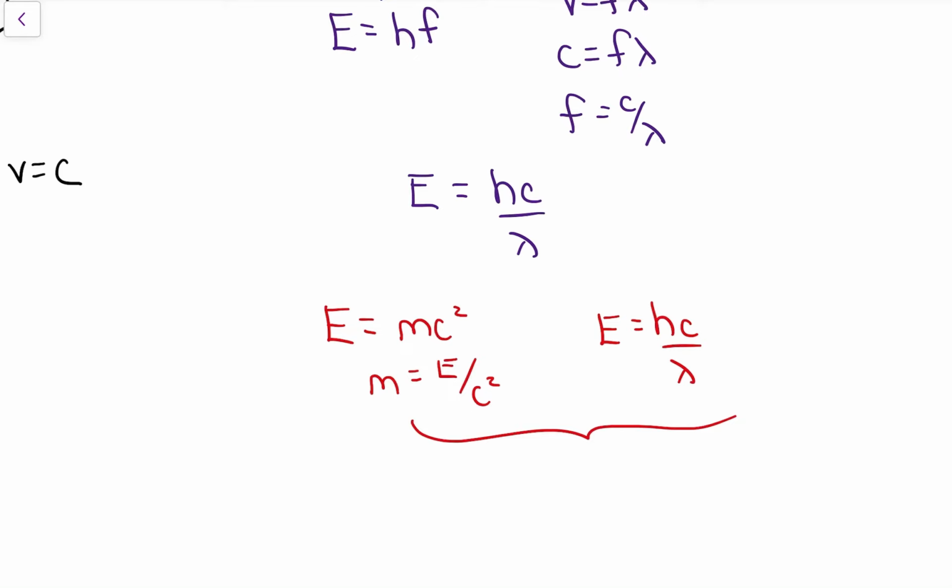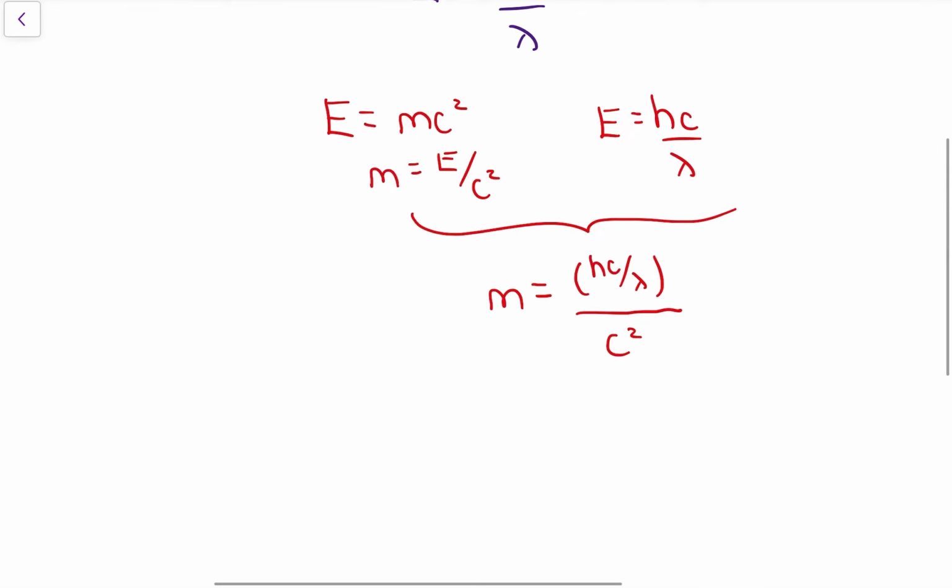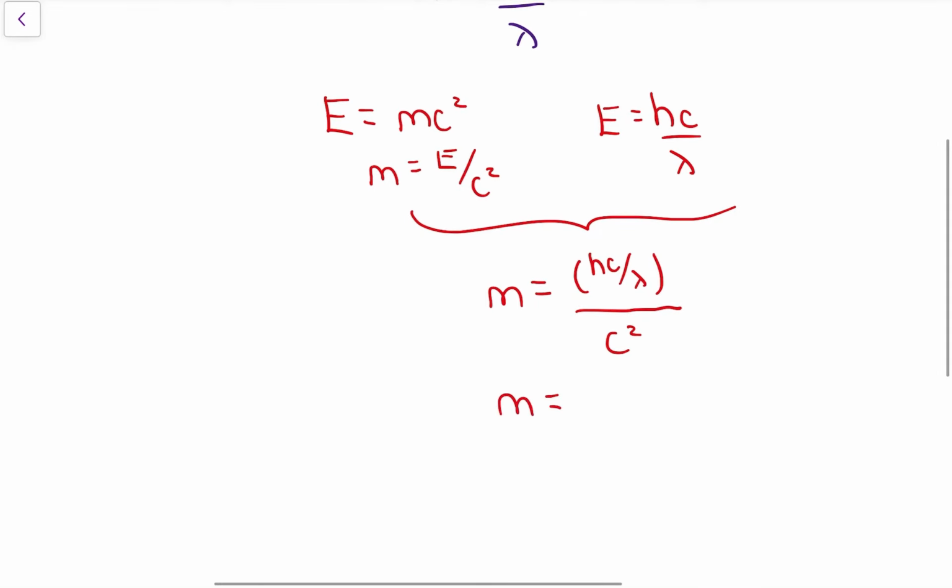So if we combine those two, we can say m is equal to E, but instead of E, I'm going to write hc over lambda, all over c squared. If I clean that up, the c on the numerator cancels with one of the c's on the denominator. Take a second, convince yourself that you agree that this turns into m equals h over lambda times c.